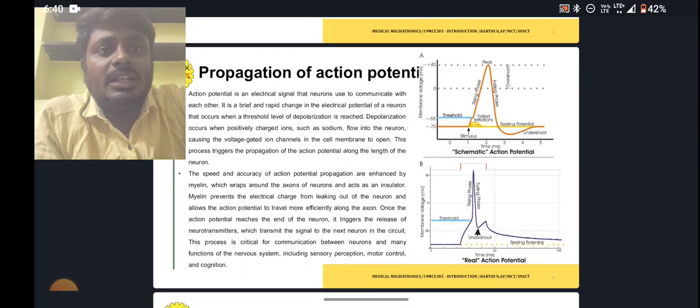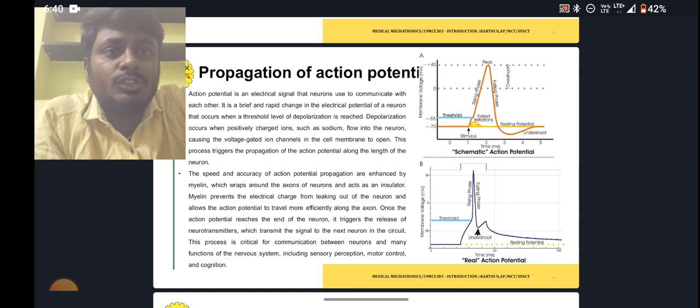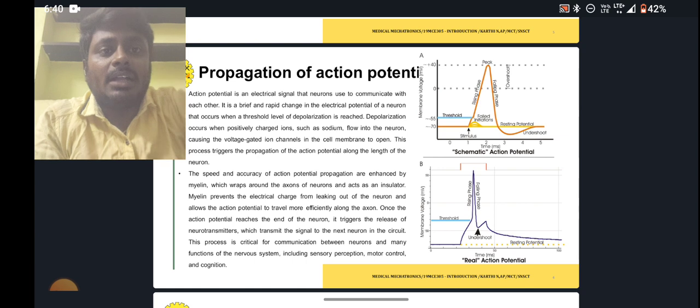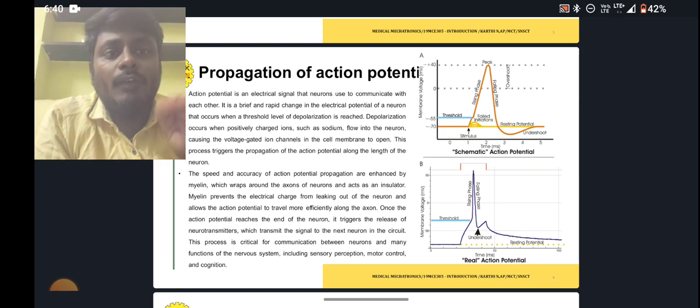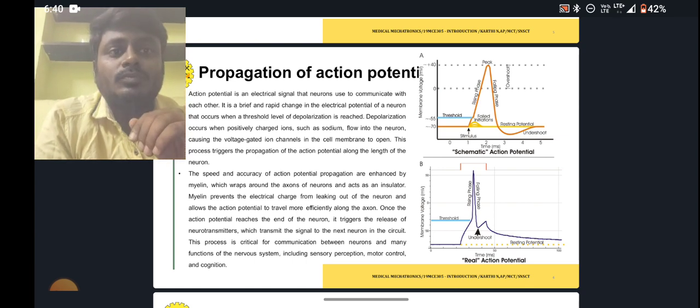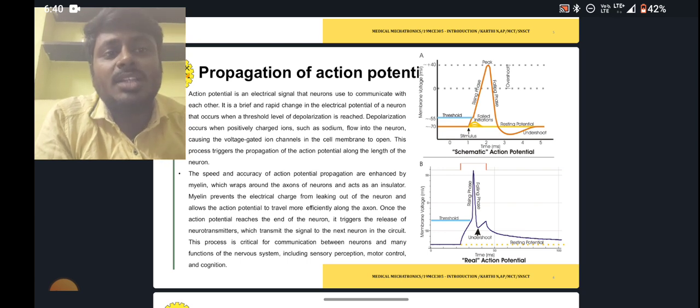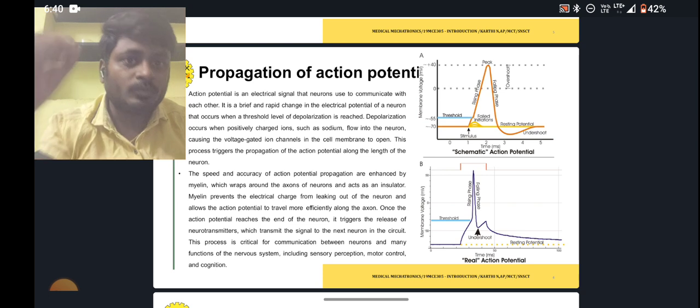Propagation of an action potential. An action potential is an electric signal that neurons use to communicate with each other. It is a brief and rapid change in the electric potential of a neuron that occurs when a threshold level of depolarization is reached. When depolarization occurs, positively charged ions such as sodium flow into the neuron, causing a voltage-gated ion channel in the cell membrane to open. This process triggers the propagation of the action potential along the length of the neuron.